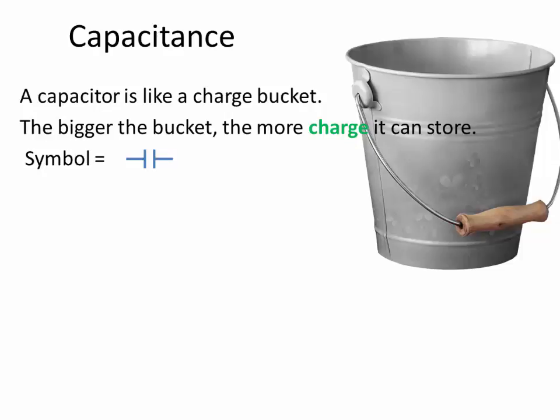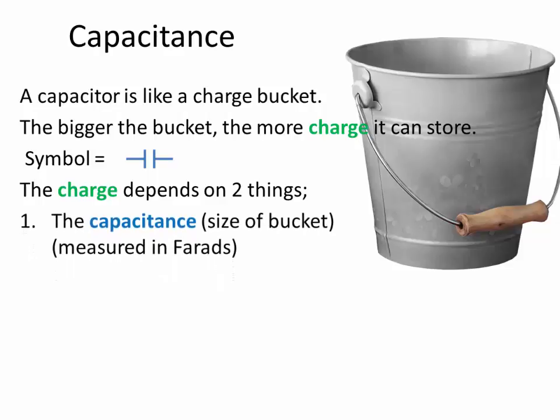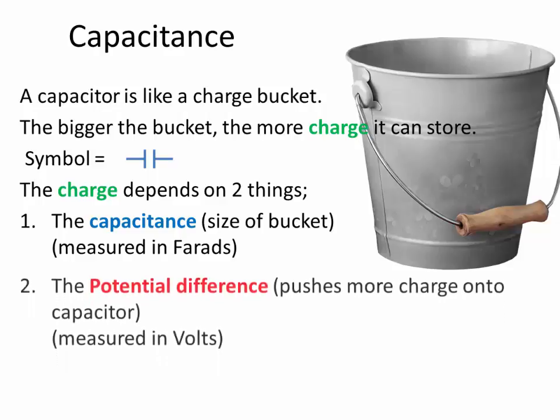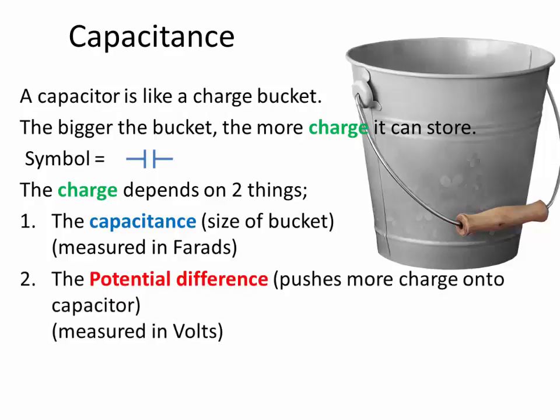And this is the symbol for it. Now, the charge that we can put in this bucket depends on two things, effectively. The first is the capacitance. It's the size of the bucket, the amount of space that's inside it, let's say. And this is measured in farads. The second thing is the potential difference. In other words, if we have a large potential difference, we can push and squeeze more charge into that bucket. And this is measured in volts.